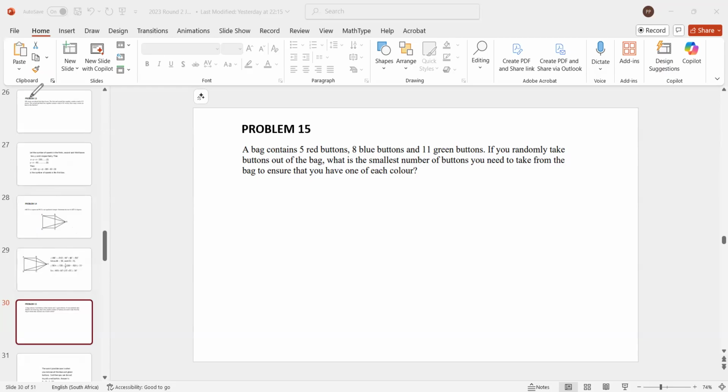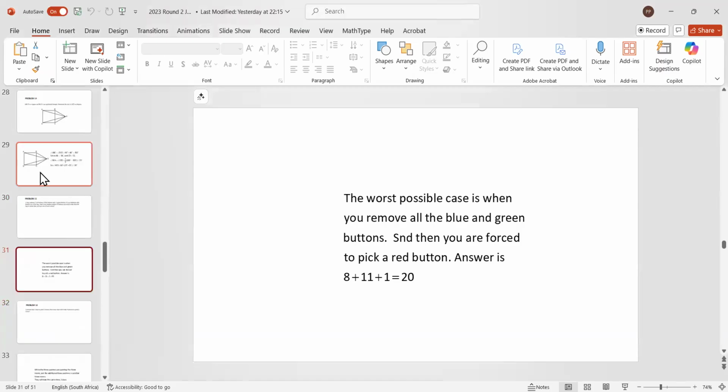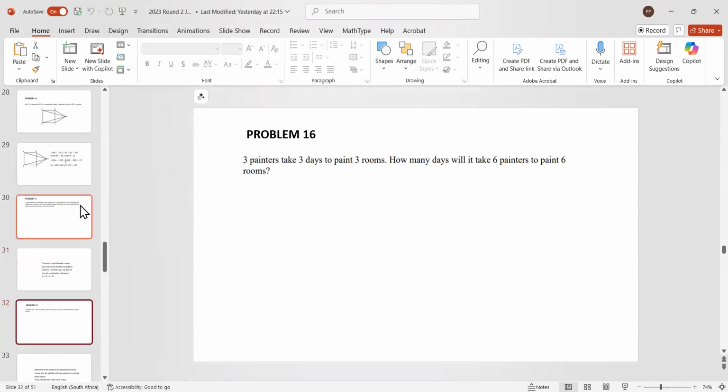Okay, let's get on to the next problem. But before that, let's just check to see. Oh, there it is. Okay, so the answer is 20. We go on to problem number 16. And it says here that 3 painters take 3 days to paint 3 rooms. How many days will it take 6 painters to paint 6 rooms?